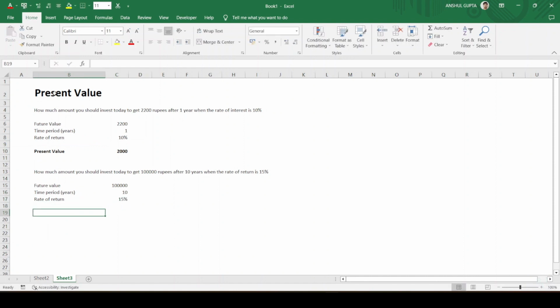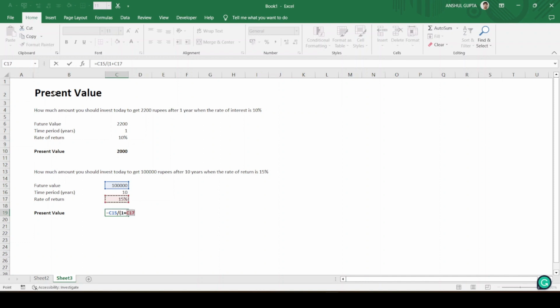So let's calculate the present value. Formula for calculating the present value is equals to, we need to take the future value, then we need to divide it by 1 plus 15%, that is a rate of return, close the bracket, and we need to give the power of 10 because our time period is 10 years in this case. Let's press enter and see what is the value.